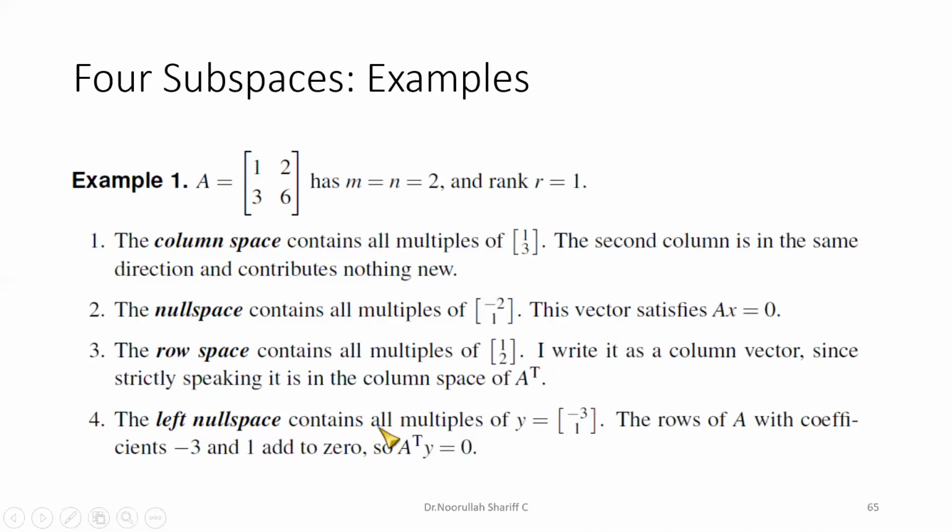The left null space contains all multiples of (-3, 1), and the left null space, we know, is N of A transpose. That means you take the transpose of this, and then A transpose y is equal to 0. You take that and this, and find the solution, and naturally the transpose of this multiplied by this is going to give us the null vector, which is 0.